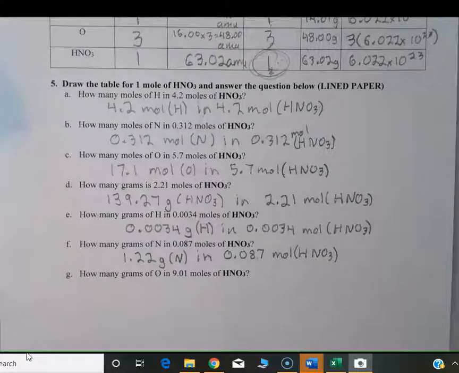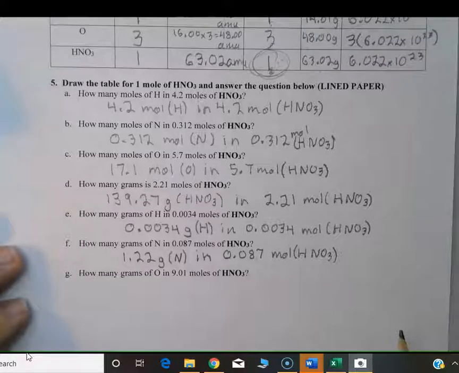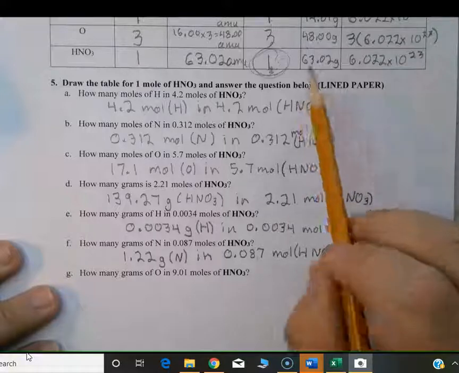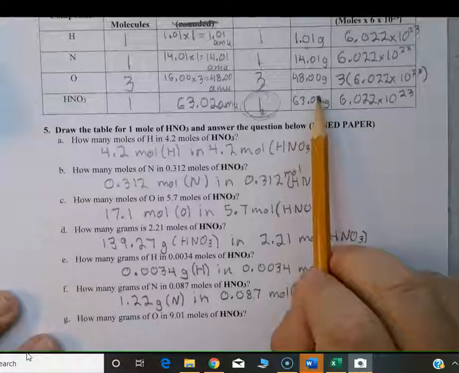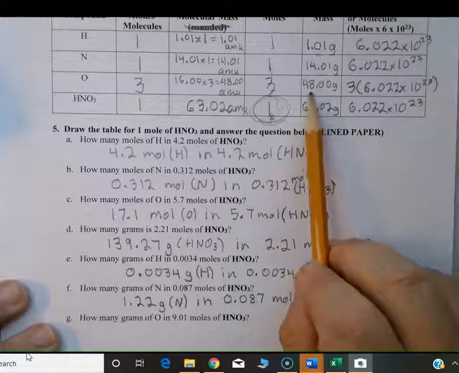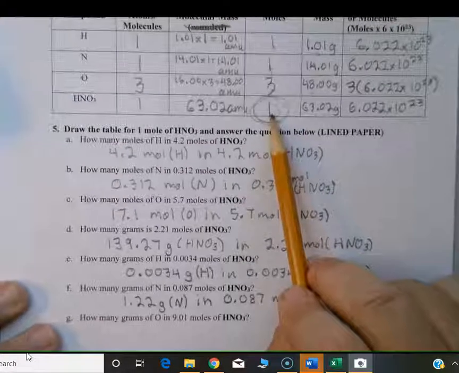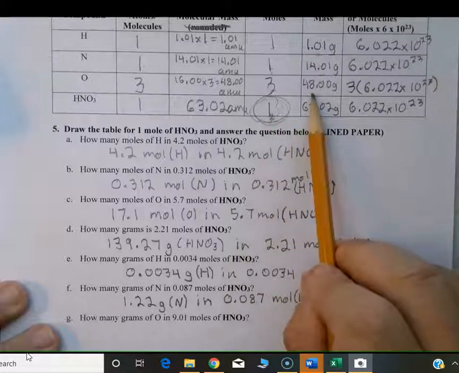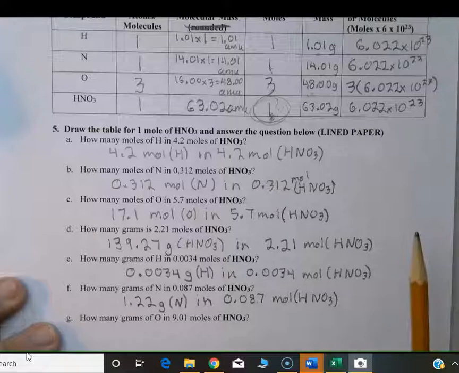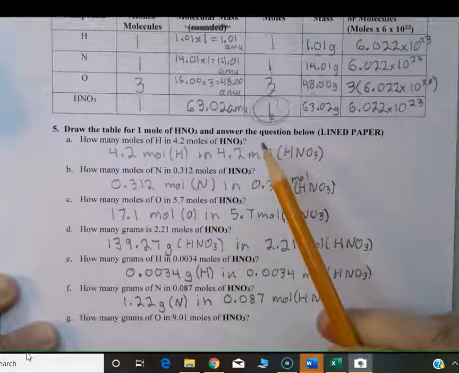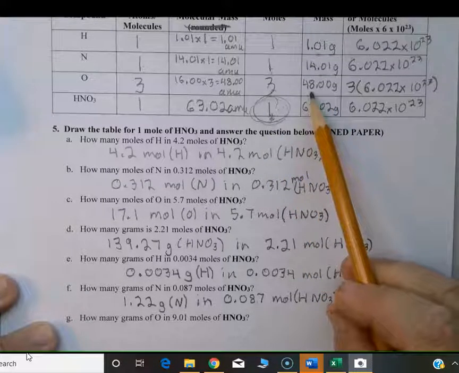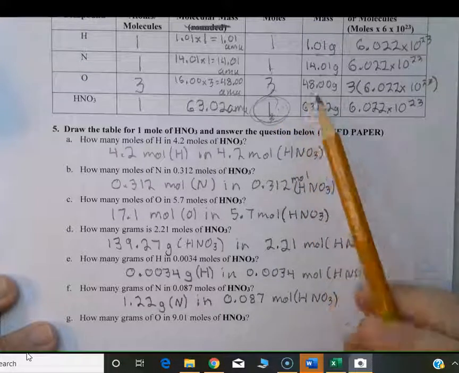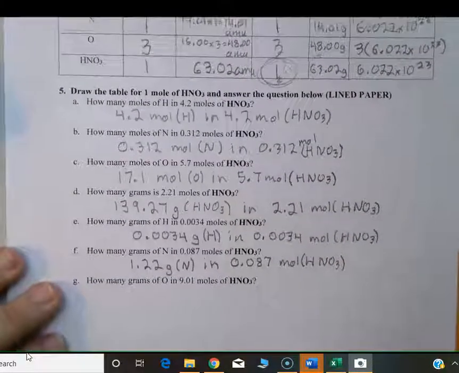Okay, one more. How many grams of oxygen in 9.01 moles of HNO3? Okay, so for oxygen, I need 48 grams. It is 3 moles, but we're interested in how many grams. It takes 48 grams to make 1 mole of this. So if I want to make 9 moles of this, I need 9 times that much oxygen. Again, it's just cooking class. We're just scaling everything up. Okay, we want to make 1 cake, we need this much flour. If we want to make 9.1 cakes, we need 9.1 times this much flour. It's just a scaling exercise.